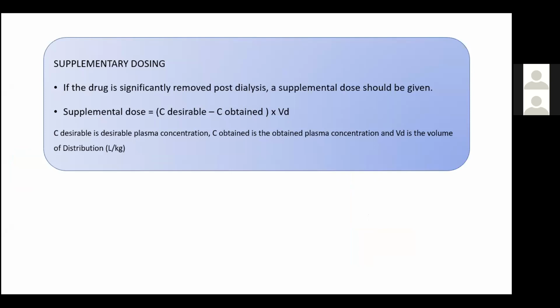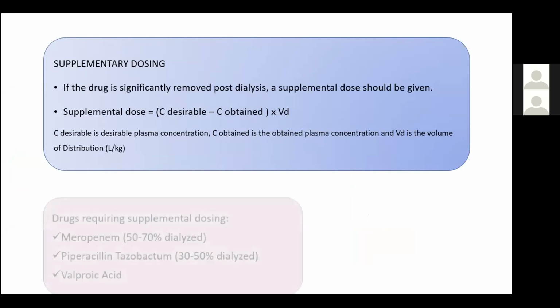Now, when we are doing intermittent hemodialysis, we often forget this concept of supplementary dosing. If the drug is significantly removed post-dialysis, a supplemental dose should be given. The formula for supplemental dose is the concentration desirable minus concentration obtained, into the volume of distribution. But drug level monitoring is very difficult in most of the circumstances.